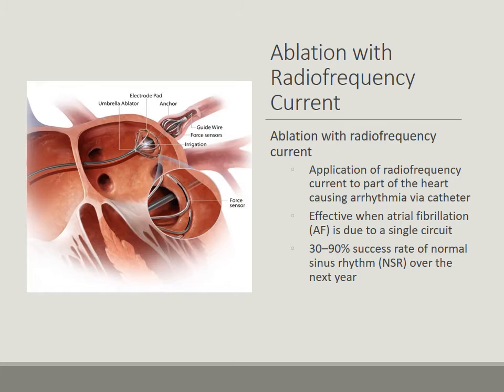Patients need to be adequately anticoagulated at least 1 month prior to ablation to prevent formation of thrombi in the atria. The procedure carries a success rate in maintaining sinus rhythm over the next year of 30 to 90%.